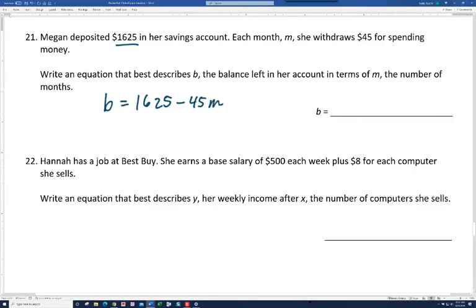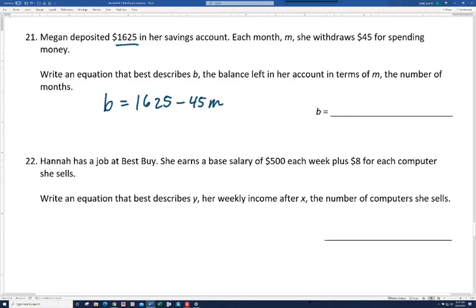So basically, if M were 1, at the end of 1 month, she would have 1625 minus 45 times 1, or just minus 45. And after 2 months, since she's now withdrawn $45 2 times, it would be 1625 minus 45 times 2. So it's really important that you have the M there.